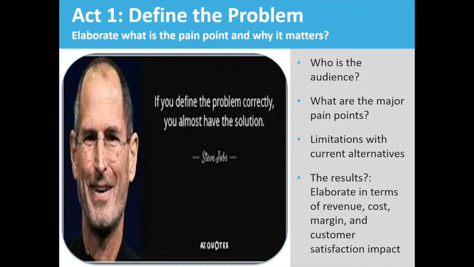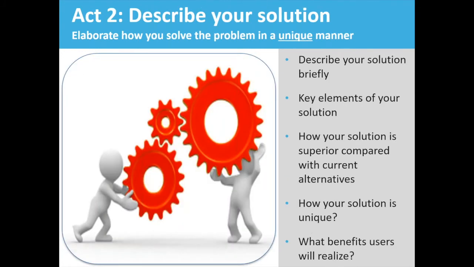So problems could be lower revenues, they could be things that are too costly in the market, margins that are too small, customers that are unsatisfied. In Act 2 comes the hero. And the hero is your solution, your product or your service that solves this problem. And not only does it solve it, but it does so in a unique manner.